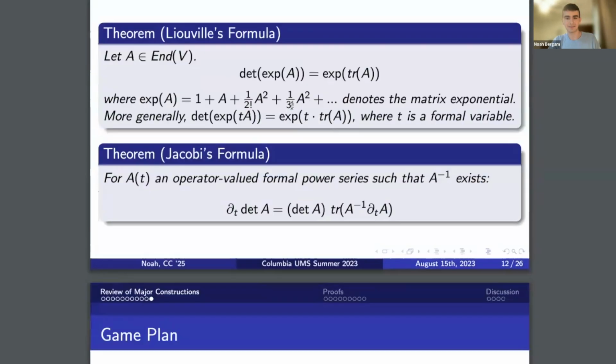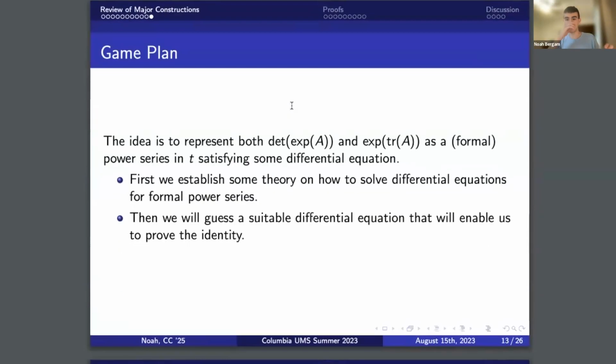Okay, so the game plan is we're actually going to use differential equations here, which you might not have expected. We're going to express both the determinant of exponential of A and the exponential of trace of A as formal power series in T satisfying some differential equation. First we're going to establish some lemmas about how to solve differential equations for formal power series. And then we're going to guess a suitable differential equation that will enable us to prove the identity.